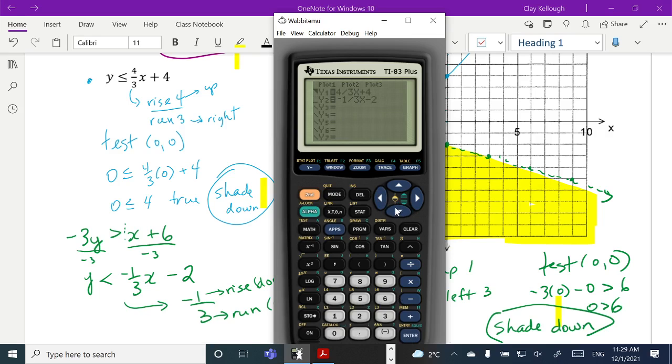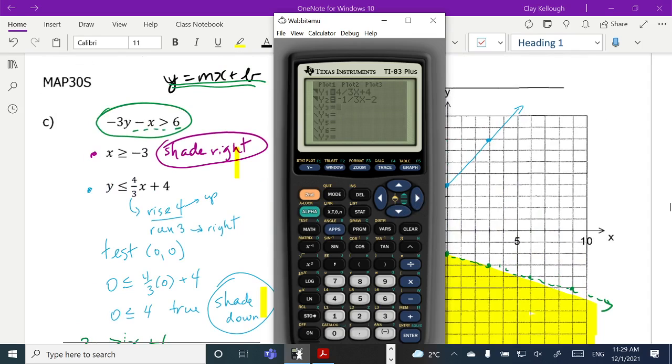And now, okay, well, now we've hit a real problem. How do I graph x is greater than or equal to -3? Yeah. How do I do that? It just says y equals. It doesn't allow me to type in an x. So you know what I have to do? I kind of have to cheat. This is how I do it.